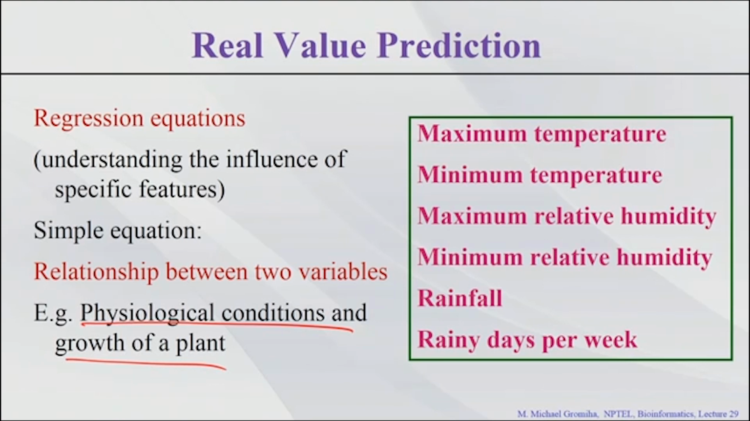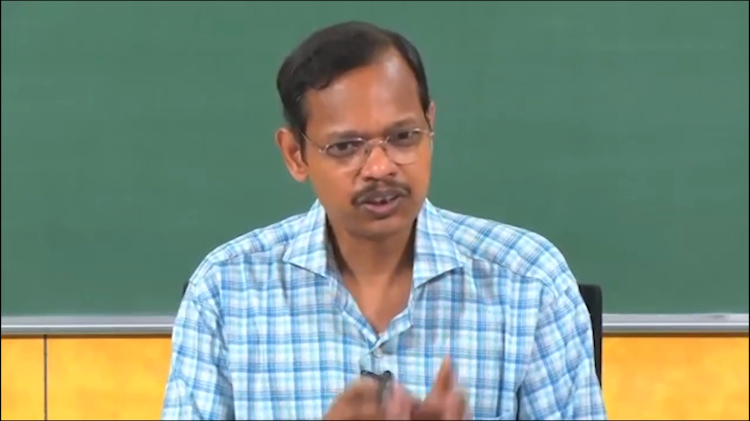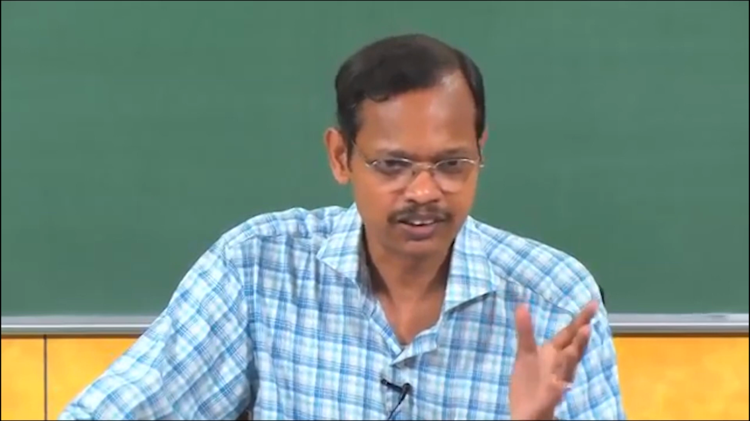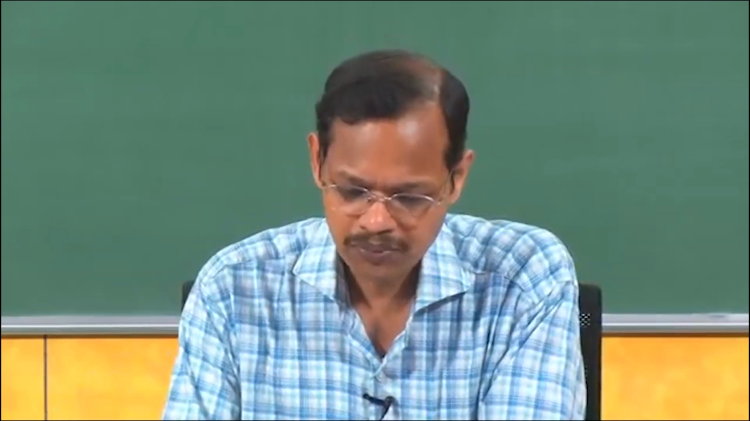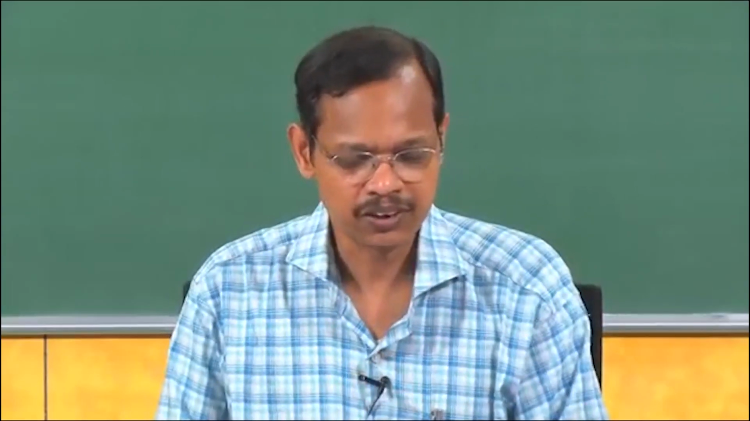For example, what is the maximum temperature at that place, what is the minimum temperature. Some plants require high temperature, some plants require very low temperature. So, if you plant something which requires high temperature in the cold countries, it will not grow. Then there is the maximum relative humidity and the minimum relative humidity, or you can see the rainfall, the approximate rainfall, and the rainy days per week. If you go to the agriculture department you can get this information, any local place you can get the information.